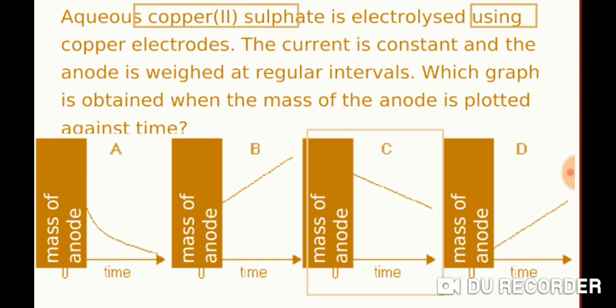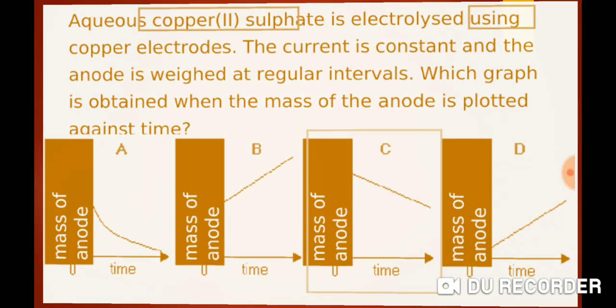Now aqueous copper(II) sulfate is electrolysed using copper electrodes. The current is constant and the anode is weighed at regular intervals. So you can see the mass of the anode decreases with time. You can see here these are the graphs. The first graph shows the mass of the anode with time, it goes on decreasing. The mass of the cathode increases with time. Here A is the mass of the anode, and the second one, B, is the mass of the cathode, which increases with time.